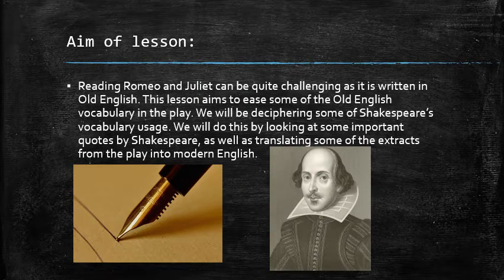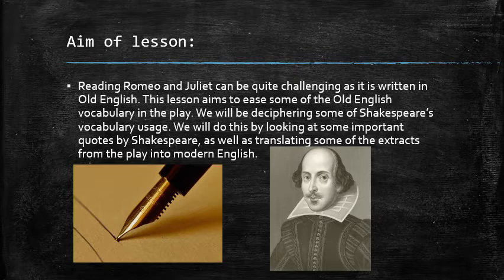As we know, Shakespeare has his way with words, so reading Romeo and Juliet can be quite challenging as it is written in Old English. This lesson aims to ease some of the Old English vocabulary in the play.